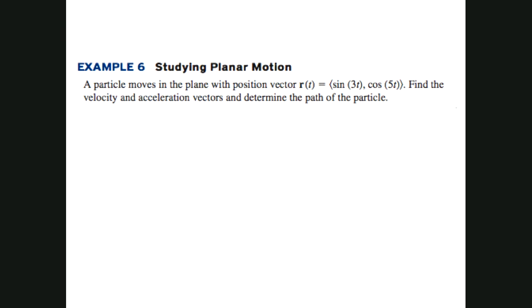So now let's say that we have a particle that moves in the plane with a position vector, sine of 3t, cosine of 5t. Find the velocity and acceleration vectors and determine the path of the particle. Okay, so this is a position. So what is my velocity vector? What is my acceleration? What are those two answers?